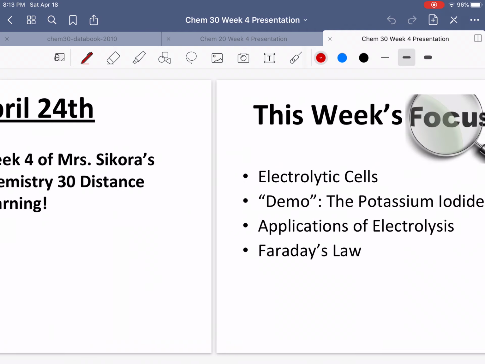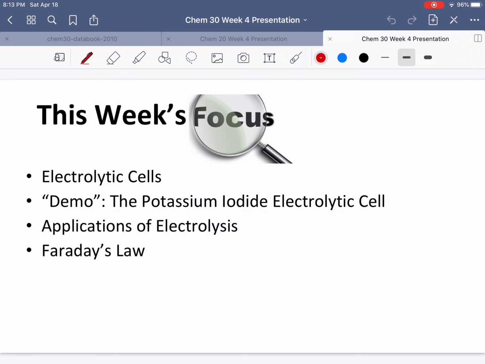Now, I'm going to keep saying last week. I recognize it was 2 weeks ago, but last week we were talking about voltaic cells. So essentially, types of batteries, basically, where spontaneous reaction produces electrons. So we end up with an energy output.